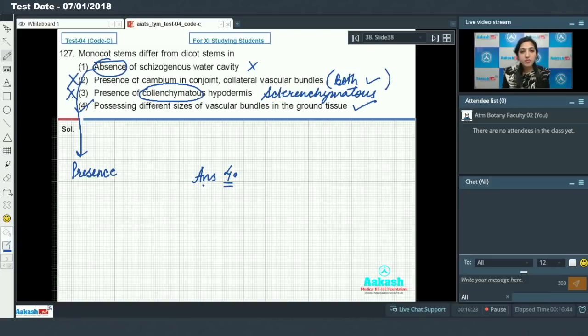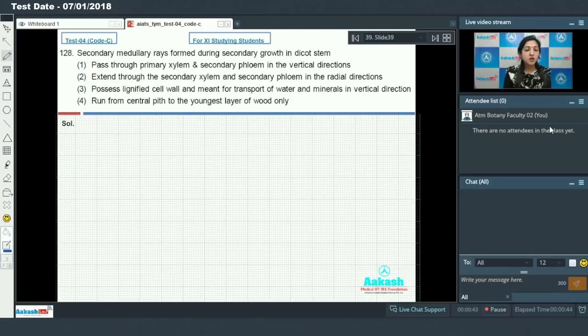Moving on to the next question, that is question number 128. Question number 128 says, secondary medullary rays formed during secondary growth in dicot stem pass through primary xylem and secondary phloem in the vertical directions? No, it passes through secondary xylem and secondary phloem in radial directions. First option is incorrect. It extends through the secondary xylem and secondary phloem in the radial directions.